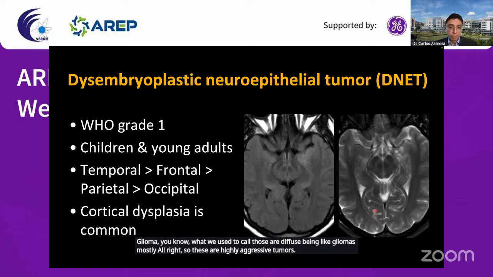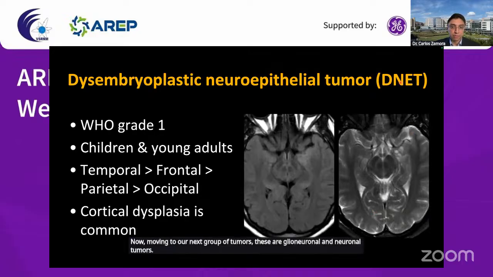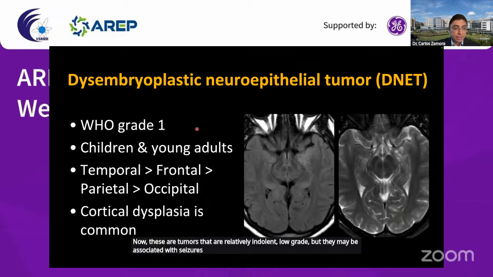Now, moving to our next group of tumors, these are glioneuronal and neuronal tumors. This is a very nice example of a DNET, right? Dysembryoplastic neuroepithelial tumor. Now, these are tumors that are relatively indolent, low grade, but they may be associated with seizures. And they most commonly occur in the temporal lobes.